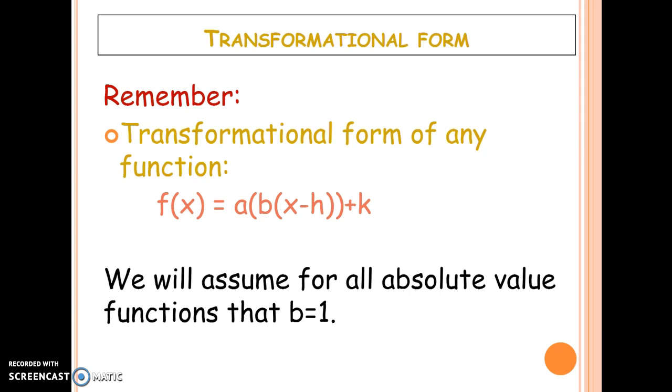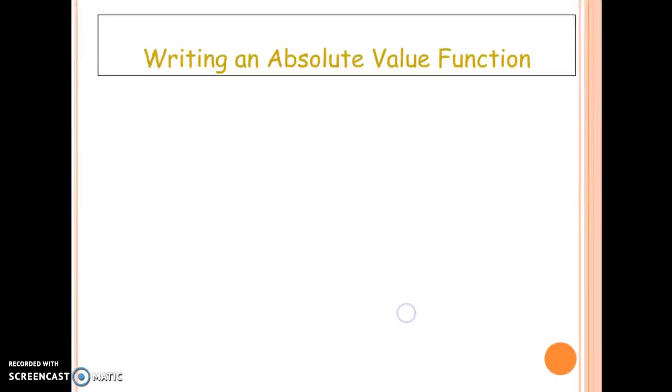For this unit, we will assume that all absolute value functions have b equal to 1. So we're going to use that for the whole unit. Okay, so how are we going to write an absolute value function?